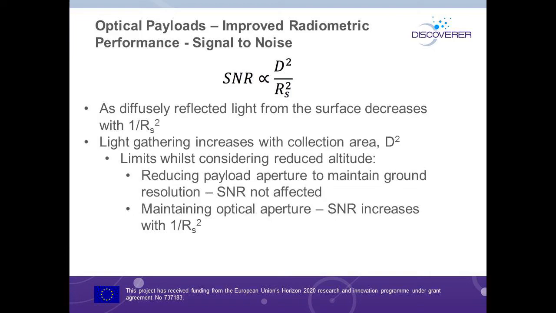The other option is if you maintain the optical aperture, so the other extreme, then in fact you get a signal to noise increase with 1 over r squared, which means that you can change the way you're doing that imaging, to shorter exposures. And therefore that actually gives you other benefits in terms of the MTF and things like that associated with the imagery.